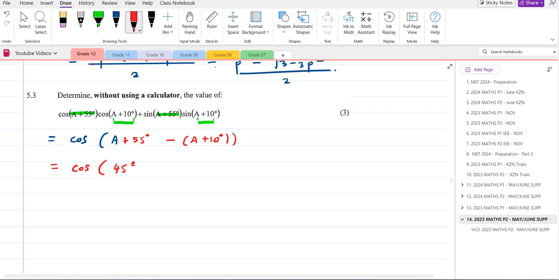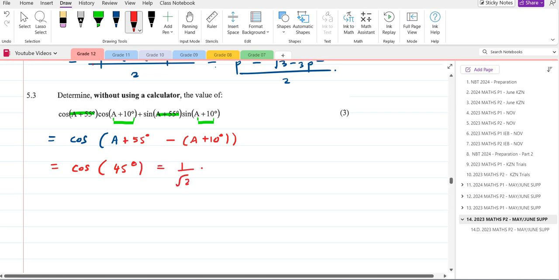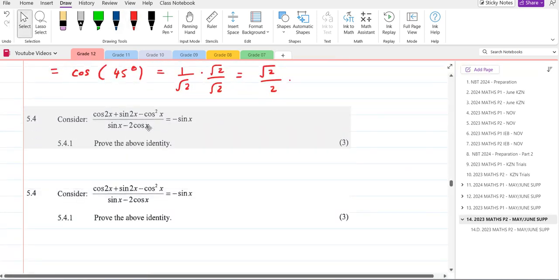And cos of 45 degrees is 1 over root 2. If you rationalize by multiplying by root 2 over root 2, you get root 2 over 2. Right, so it's a straightforward, simple problem. Let's move on to the next one.